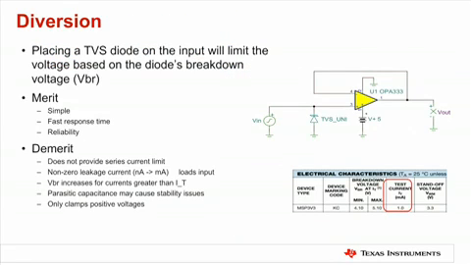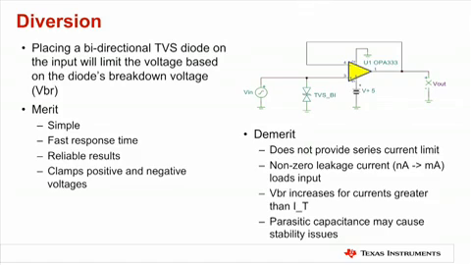Placing a unidirectional TVS diode alone in the protection circuit will limit the voltage at the input based on the diode's breakdown voltage. This is a very simple solution, but it will only clamp positive voltages. Conveniently, manufacturers also create bidirectional TVS diodes, as shown in the schematic on this slide. The bidirectional TVS diode will limit the voltage based on the diode's breakdown voltage, just like the unidirectional TVS diode, but it will suppress both positive and negative signals.